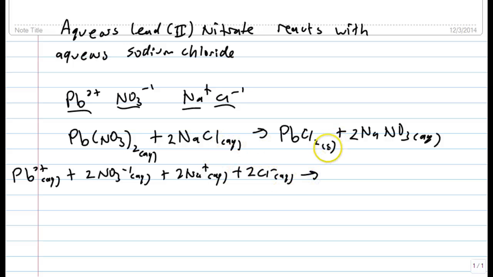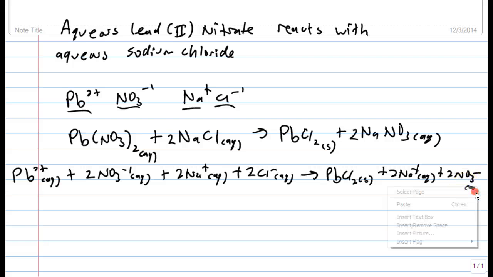But that's not AQ. That's solid. You leave solids alone. That's like a rock sitting at the bottom. This is dissolved. 2 Na plus, plus 2 NO3 minus. Okay. There's your total ionic. Anything that says AQ, you break it up. Anything that says solid, you leave it alone.